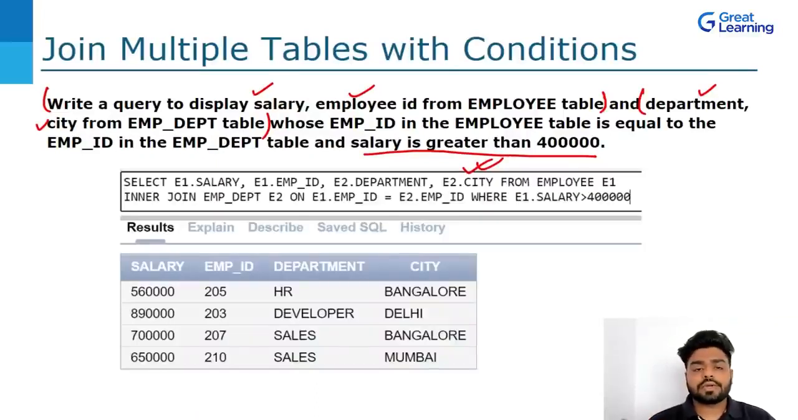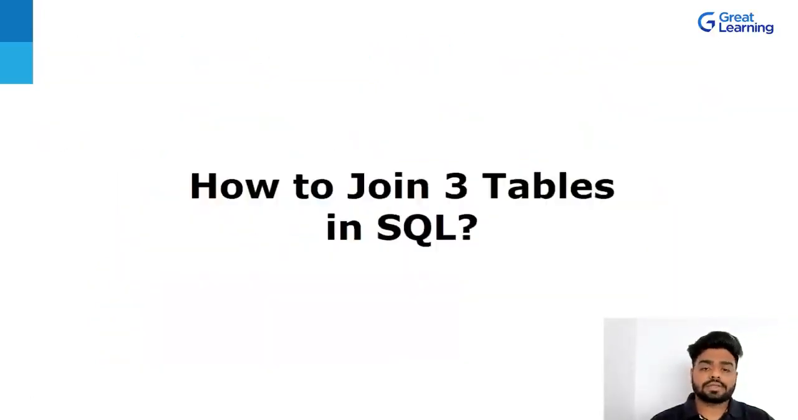So if you look at the query: select E1.salary, E1.impid, E2.department, E2.city from employee E1 inner join employee department E2 on E1.impid equal to E2.impid where E1.salary is greater than 4 lakh. This is what I wanted, and we are using a condition. So we have only these details where the employee E1 salary is greater than 4 lakhs, right? So you can use a condition like this by using a where clause.